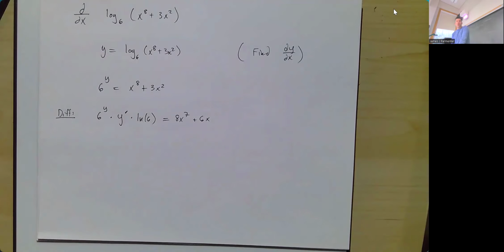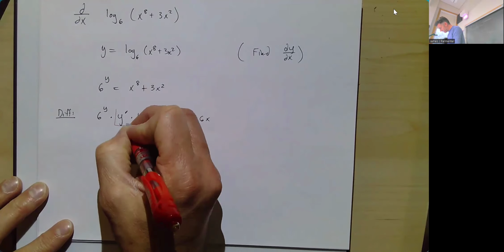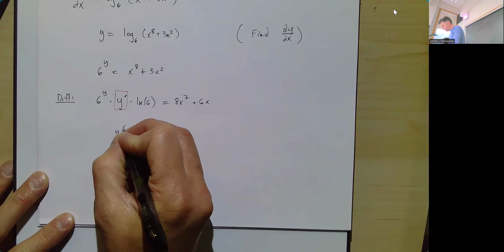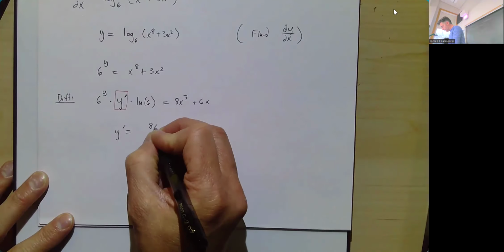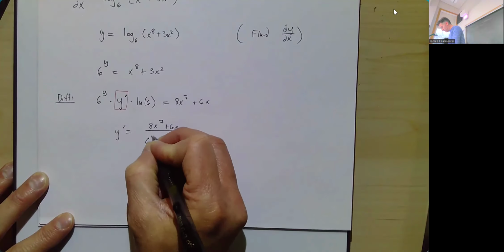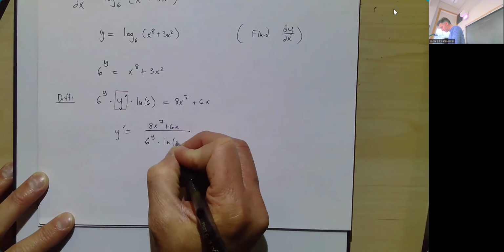Second to last step, we're going to solve for y prime, just like we do every time. If I want to isolate this, I'm going to divide both sides by 6 to the y and natural log of 6. So I'm going to get y prime equal to 8x to the 7th plus 6x over 6 to the y times natural log of 6.